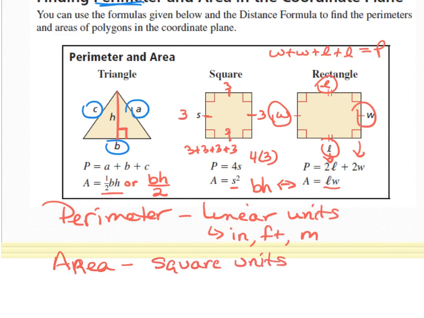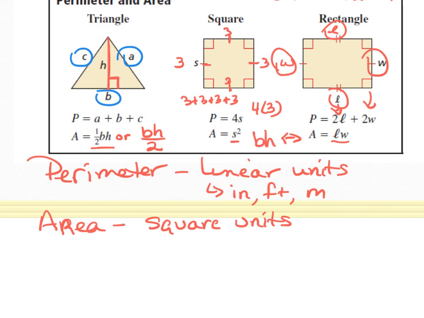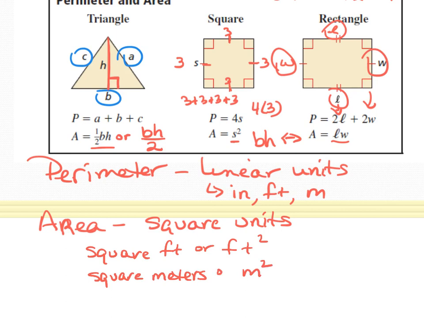And again, they're still going to be linear. So we could say square feet. You might also see it written like this. Could also be square meters, or m to the second power. Could be inches, could be yards, any kind of linear unit. So area, the units are always squared. Perimeter are just the units that are given to you. So we're going to do 2 examples here of finding perimeter and area.